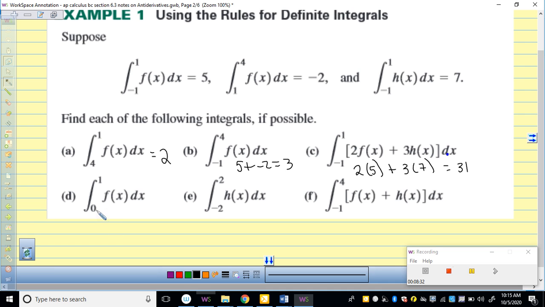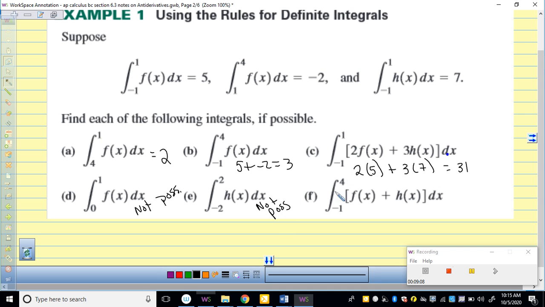Area under the curve from 0 to 1 of f of x. We have no information about the area under the curve starting at 0, and no way to tie it in between two of these. So this one we cannot find. Not possible. All right, from negative 2 to 2 of h of x. All we know is the area under the curve from negative 1 to 1. We cannot just double it because they changed the limits of integration. We do not have enough information to find out the area under the curve from negative 2 to 2.